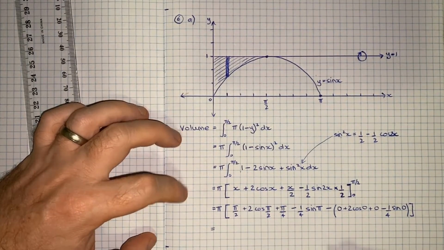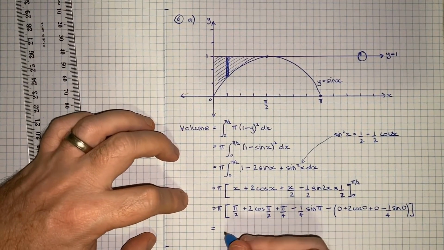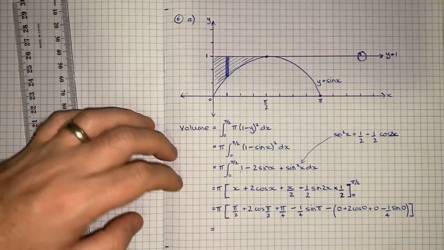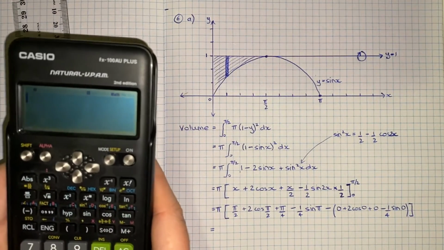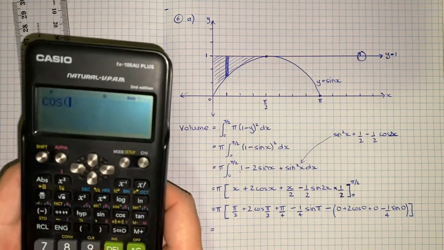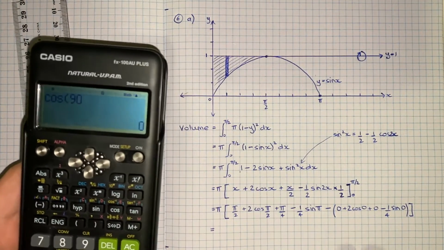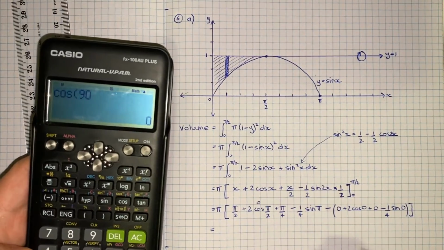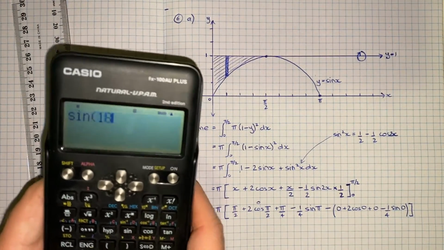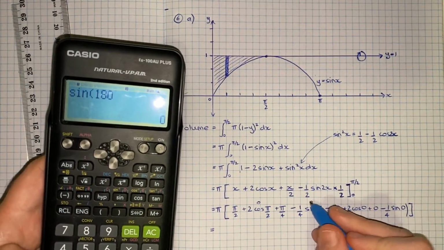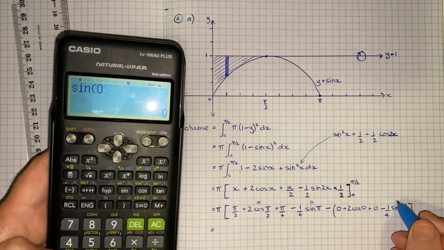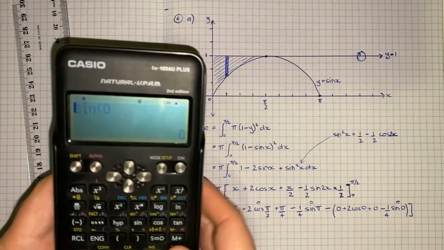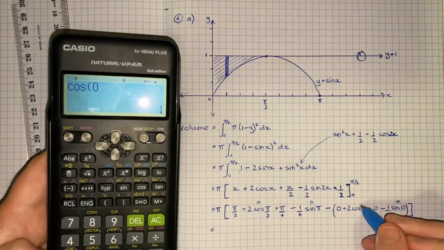And what does that give us? I'll just get my calculator. So what's cos pi on 2? Well, cos of 90 is just going to disappear. That'll be 0. Sine of 180 will also disappear, and sine of 0 should also disappear. And then cos of 0 should be 1.